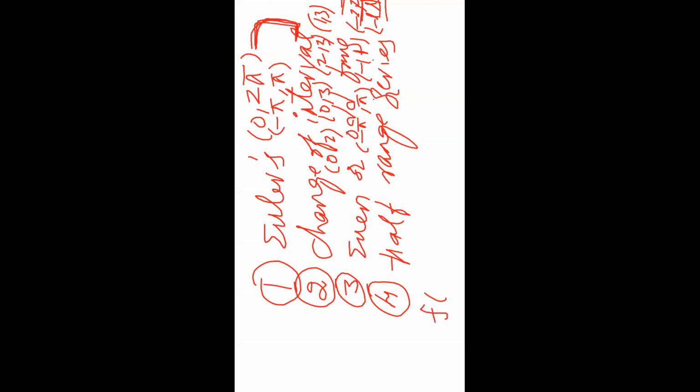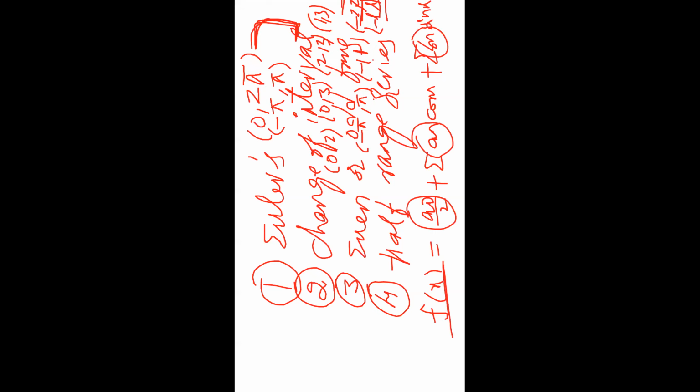The f of x contains three different values: a naught by 2 plus sigma n equal to 1 to infinity a n cos nx and sigma b n sin nx. So a naught by 2, a n, b n, this is called the full range wave equation. In the first two methods, we have to calculate a naught by 2, a n, b n.